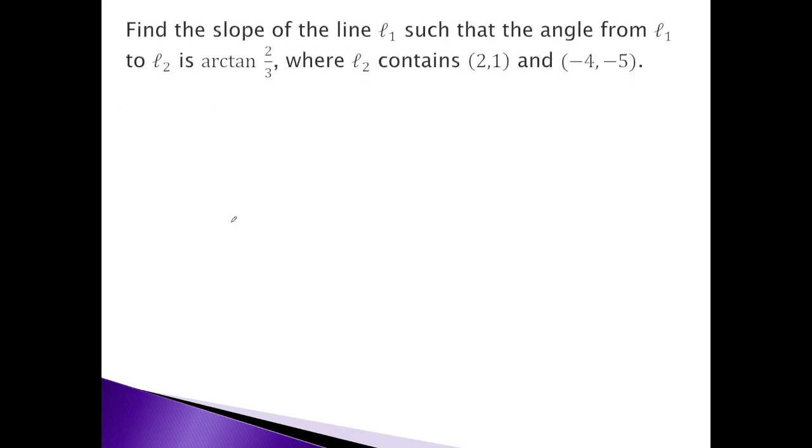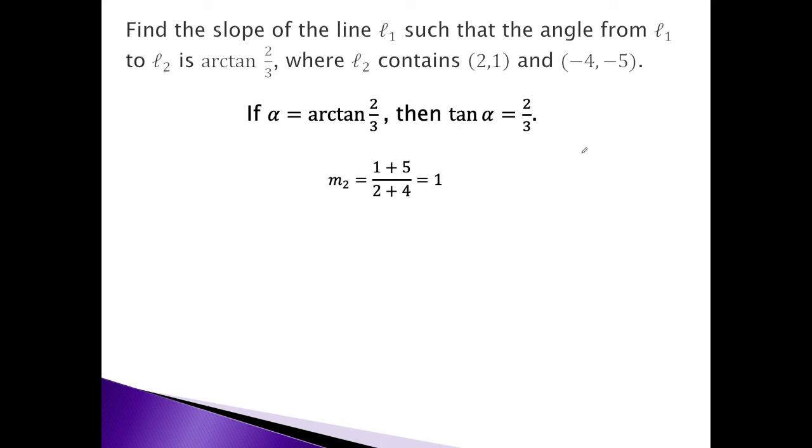Find the slope of the line L1 such that the angle from L1 to L2 is the arctangent 2/3. Well, L2 contains (2, 1) and (-4, -5). So if arctangent is 2/3, then what does that mean? That means that the tangent of alpha is 2/3. So if M2 is (1 plus 5) over (2 plus 4), which equals 1, then the tangent of alpha is equal to M2 minus M1 over 1 plus M1 times M2. So we have 2/3 equals (1 minus M1) over (1 plus M1).